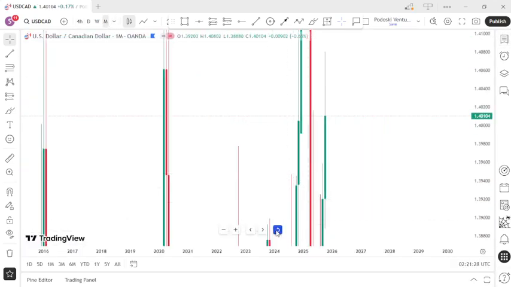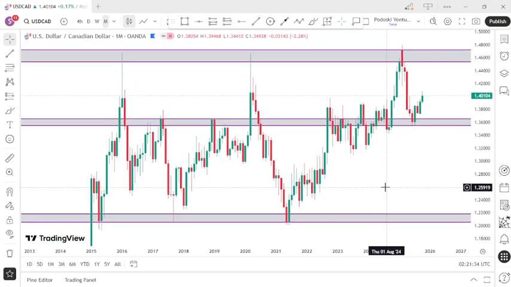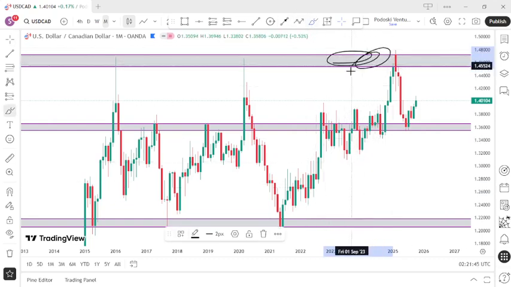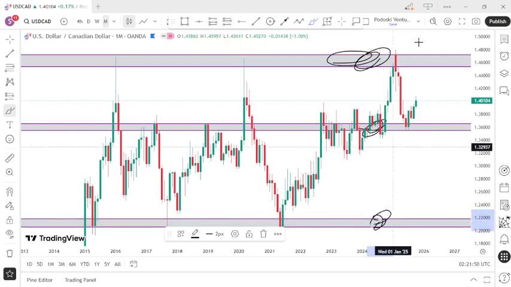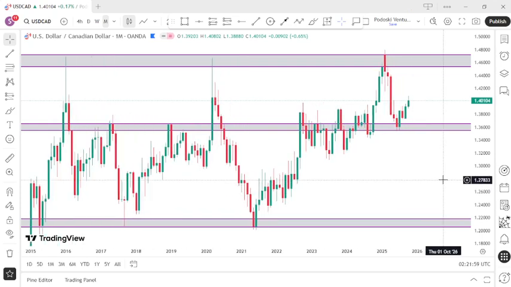So the next pair on the list is USD CAD. On USD CAD, we have our monthly upper zone here, midway zone here, and our monthly lower zone here. From the monthly time frame, we could all say that USD CAD is moving to the upside.